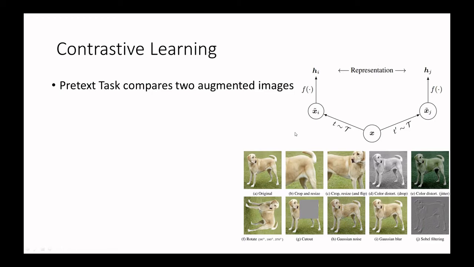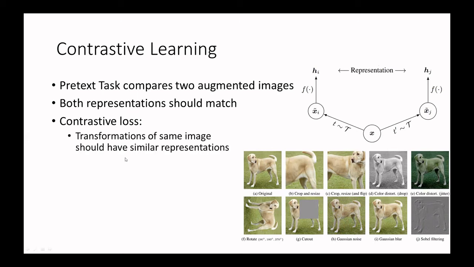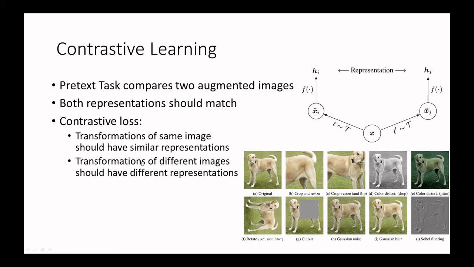To do so, we feed these two images into our deep learning model, that is the f function. This can be a ResNet 18 or ResNet 50 to create a vector representation of each image. The goal is to maximize the similarity of the two vector representations by minimizing the contrastive loss function, so that the transformations of the same image have similar representations, and the transformations of different images have different representations. So SimCLR is a simple framework for contrastive learning of visual representations.